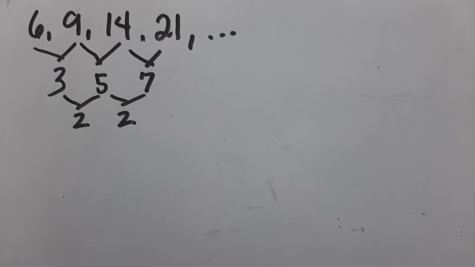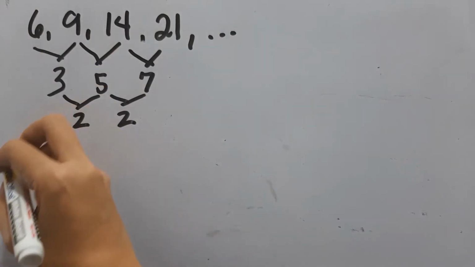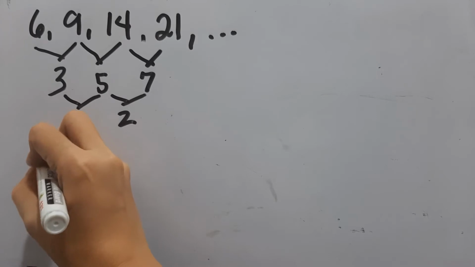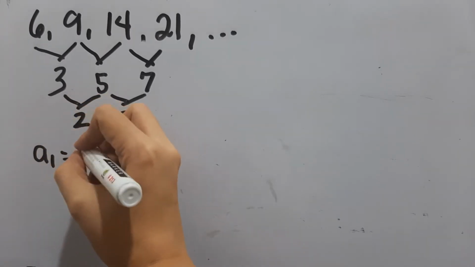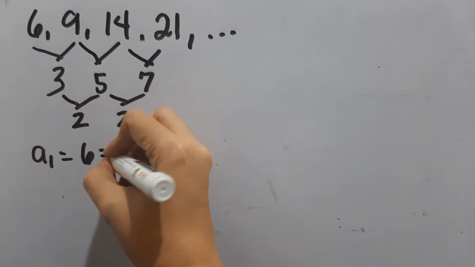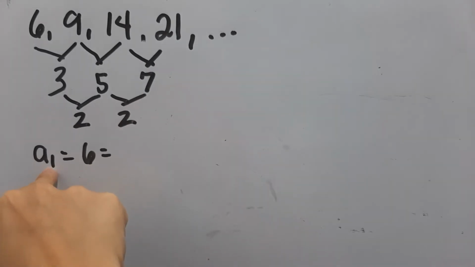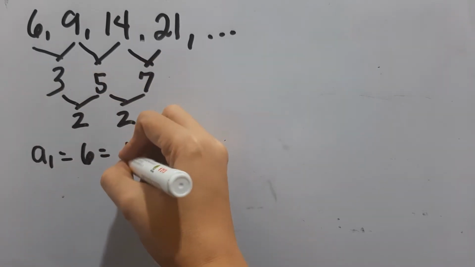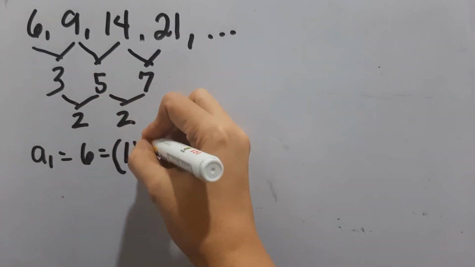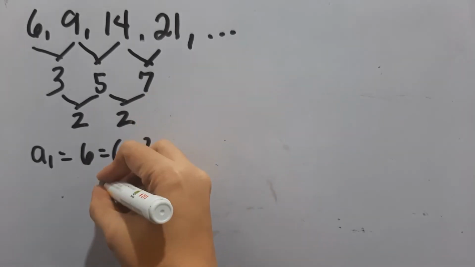So, meron siyang squared. Ngayon, paano ba natin malalaman kung ano magiging formula niya? Check muna natin sa first term. Ang first term niya ay 6, tama? So, kung ang first term niya ay 6, ibig sabihin ito, yung subscript niya na 1, yan yung i-square natin kasi yan yung n.